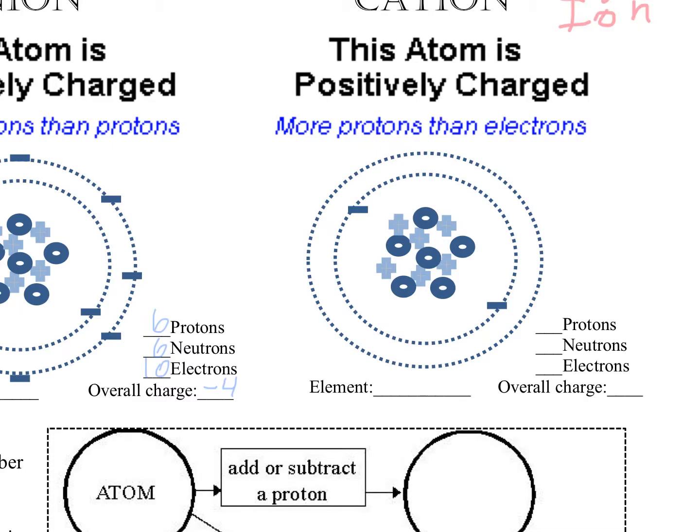Now if we look at this last one, I have 6 protons, 6 neutrons, and 1, 2 electrons. 6, 6, and 2. My overall charge, I have 6 positives, 2 negatives, is a positive 4. And you do need to indicate that positive. You need to know if it's positive or negative. So it is a positive 4. The element, once again, is carbon.